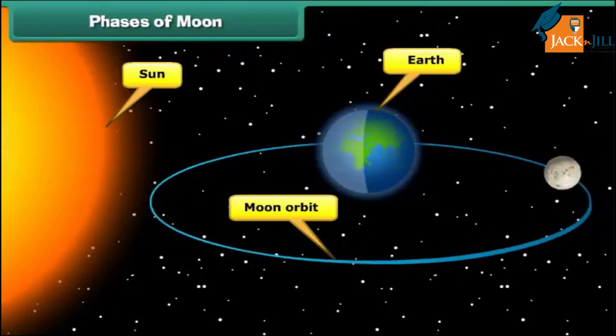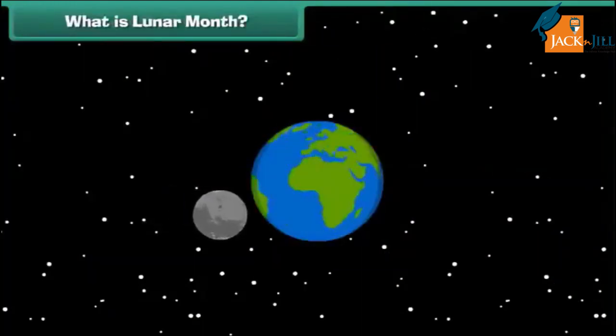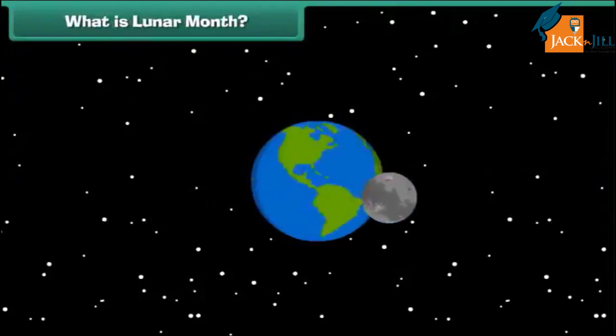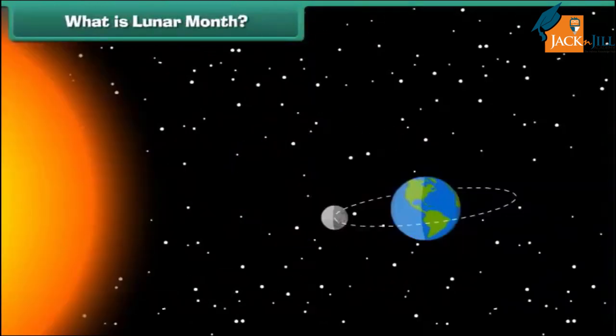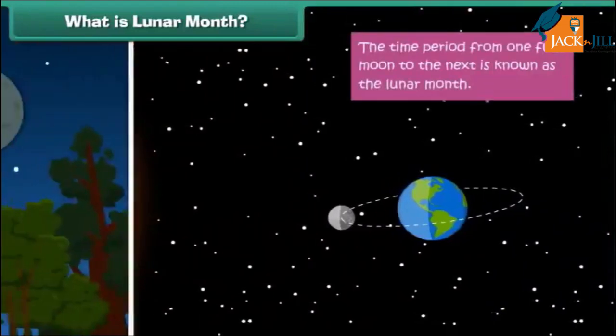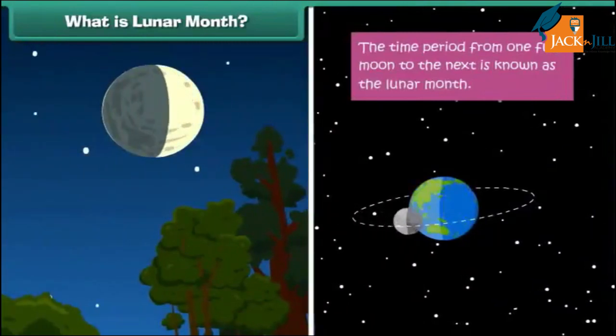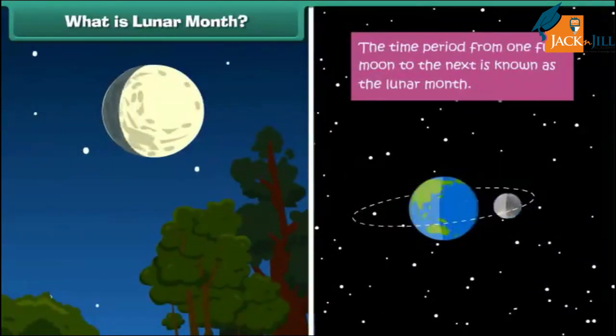in darkness. The moon takes 27.3 days to orbit the Earth, but the time from one full moon to the next is 29.5 days because Earth is also constantly moving and orbiting the sun. We call this period from one full moon to the next the lunar month.